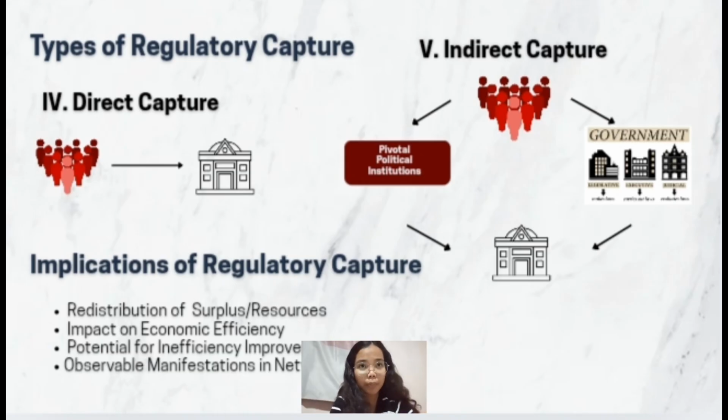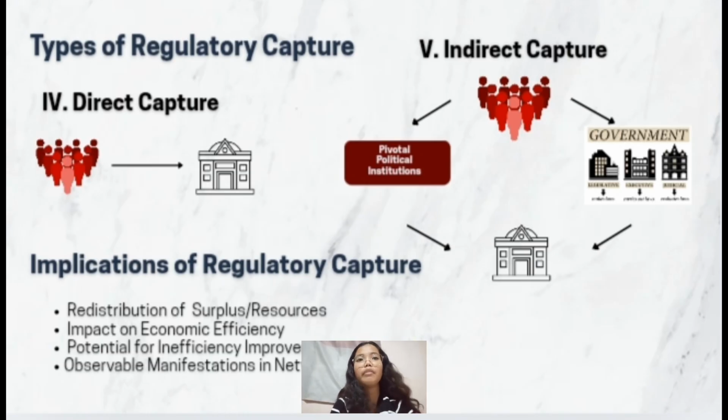Now, let us talk about the implications of regulatory capture. Regulatory capture affects the economy in different ways. First, we have the redistribution of surplus benefits. It shifts to firms at the expense of the consumers and taxpayers. Next, we have the impact on economic efficiency. The impact is that there is less competition, higher prices, lower quality of service, and lastly, a slower process of innovation.